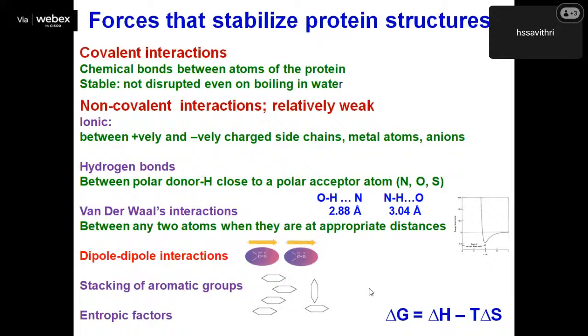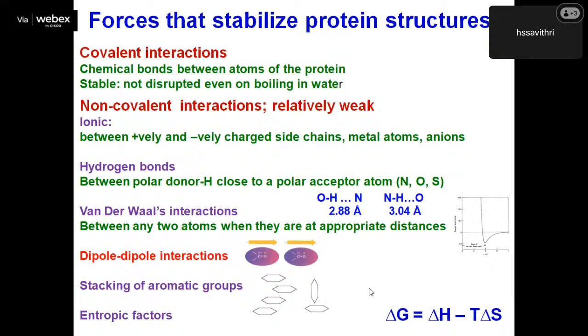Of course, we have already seen covalent interactions, which are chemical bonds between atoms. But then this cannot be broken. This will be there whether the protein is folded or unfolded. So these are not really important for how a protein folds into native structure. The important factors are so-called non-covalent forces. A positively charged entity attracts a negatively charged entity. We call it an ionic interaction. It is the attraction between positive and negative charges.